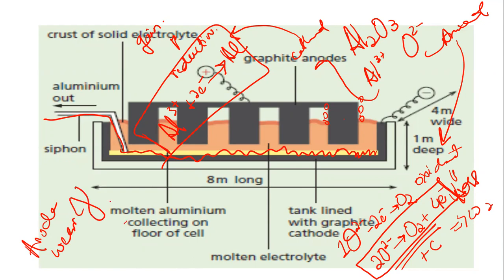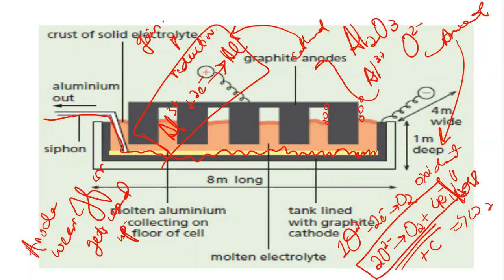It starts to wear off, and because it gets used up, you need to regularly replace it. You need to keep on replacing it because the graphite reacts with the oxygen, and that is why the anodes keep on decreasing in size, because the reaction is taking place. So you need to keep on replacing it regularly. So you will see questions related to it when you're doing your past papers.